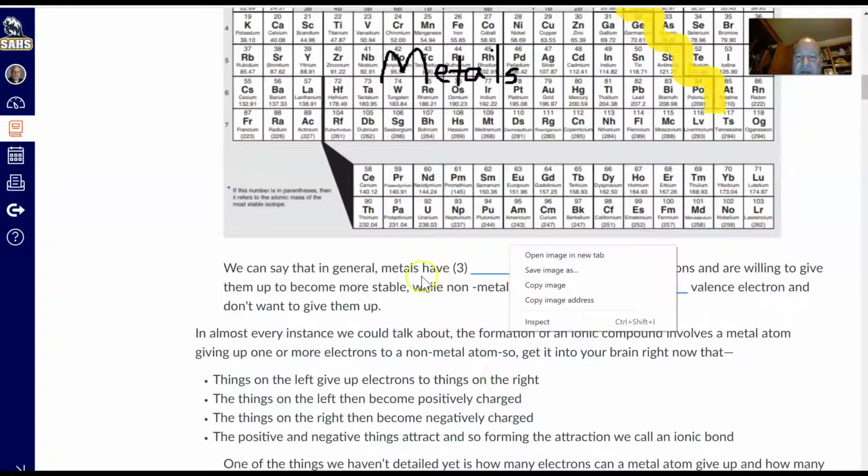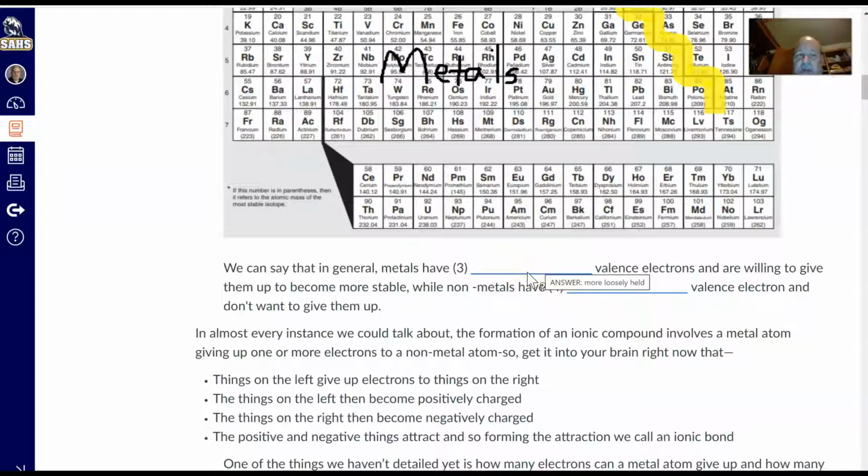And we can say that in general, metals have more loosely held valence electrons. We figured out what valence electrons were in the last discussion. They have more loosely held valence electrons, and they're willing to give them up to become more stable, while nonmetals have more tightly held valence electrons, and they don't want to give them up.